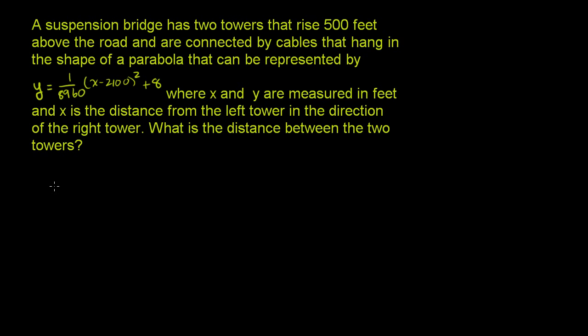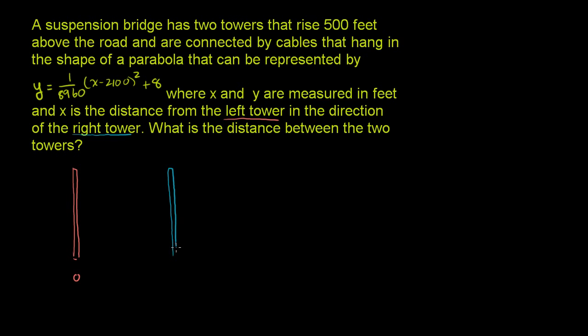Let's draw ourselves a diagram. If we draw the leftmost tower, this is the left tower right here. I'm going to do it in orange. That tower is at x equals 0, right? We'll call that the 0 point. And then x is just measuring the distance from that leftmost tower to the rightmost tower, in the direction of the right tower. So maybe the right tower is right over here.